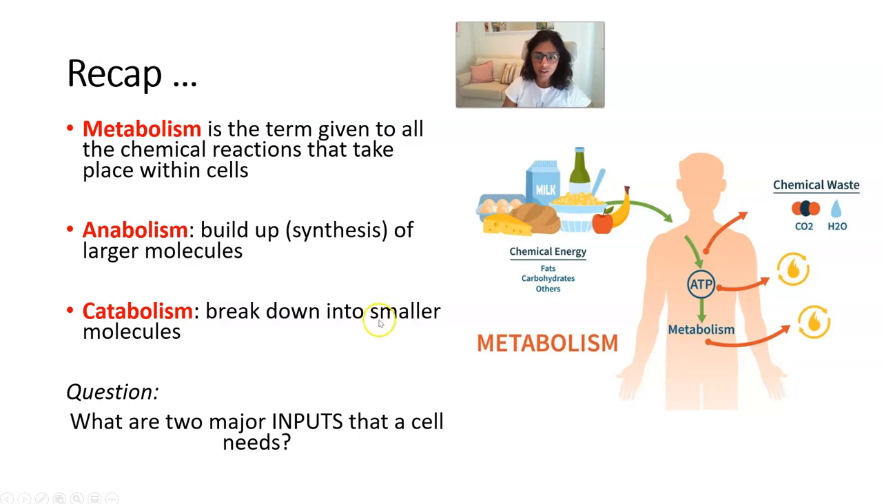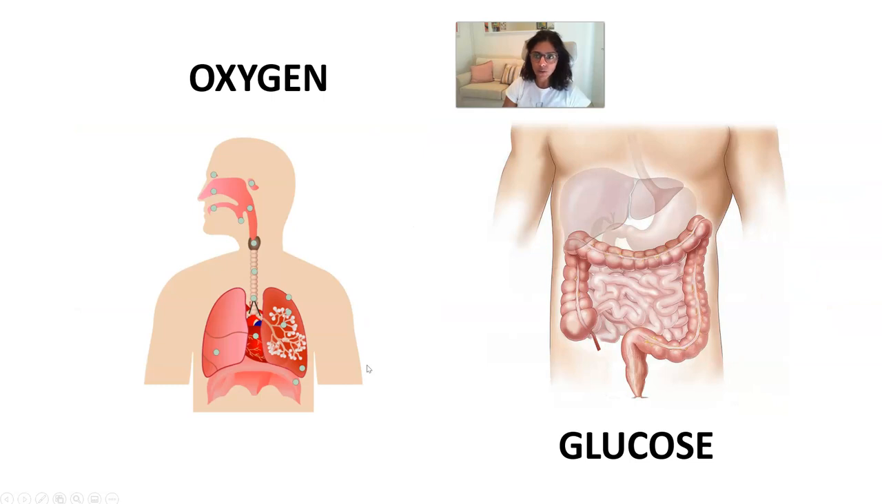So what we need to understand first of all is what are the two major inputs for metabolic processes to occur. And hopefully you know that these are oxygen, which we get from the air that we breathe in, and principally glucose, which we get through eating food and digesting it, and those small glucose molecules being absorbed into our body cells via facilitated diffusion.